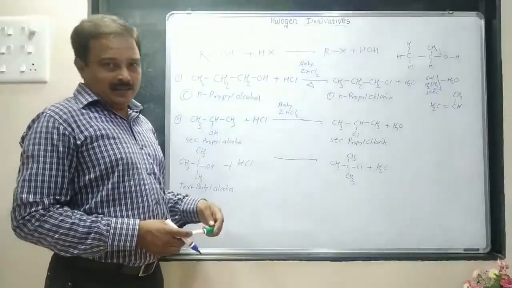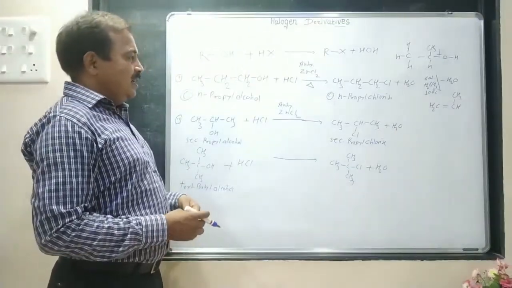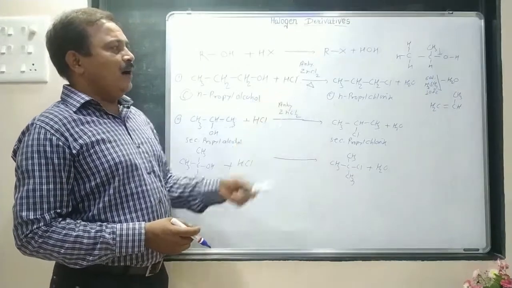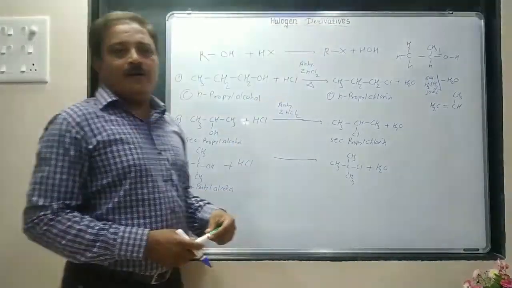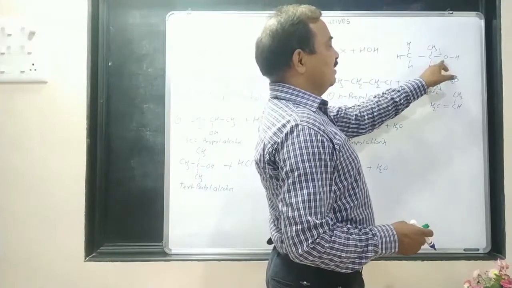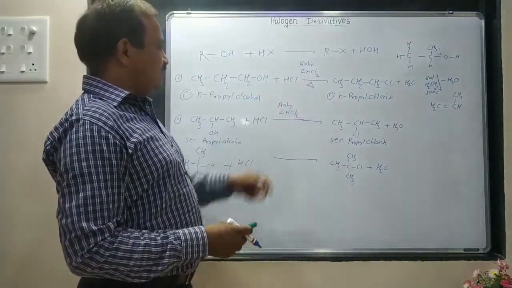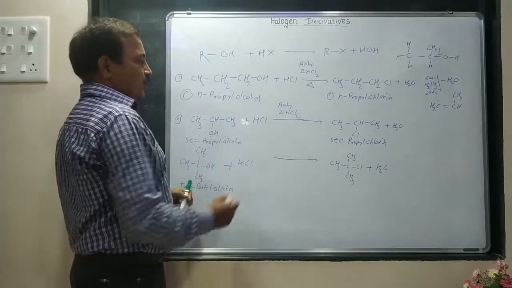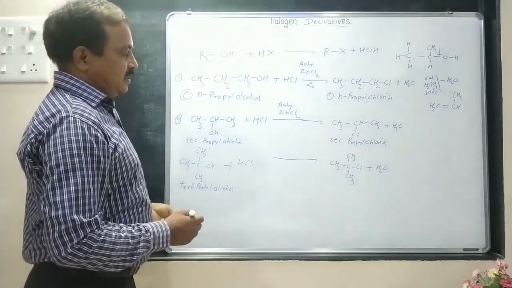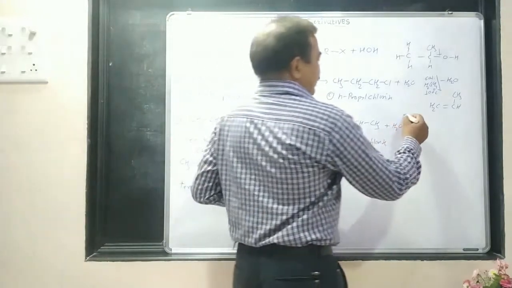Now, what exactly is the role of ZnCl2 in this substitution reaction of alcohol into alkyl halide? That we have to study here. This anhydrous ZnCl2 affects the C-O bond. How does the ZnCl2 work? That we will try to understand. This ZnCl2 in itself is called the Lucas reagent.